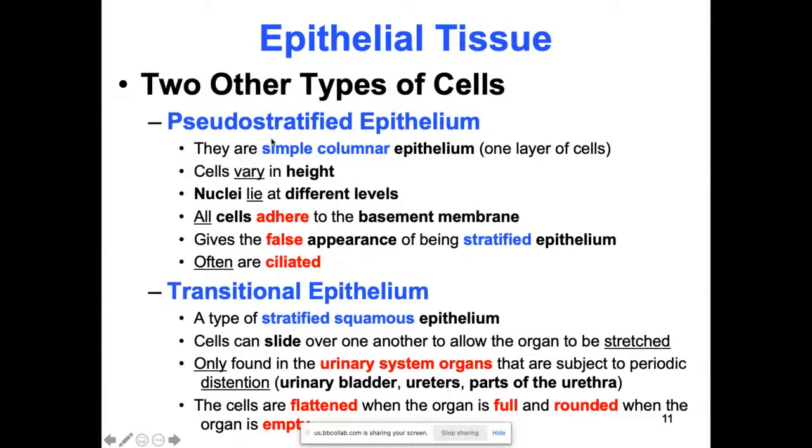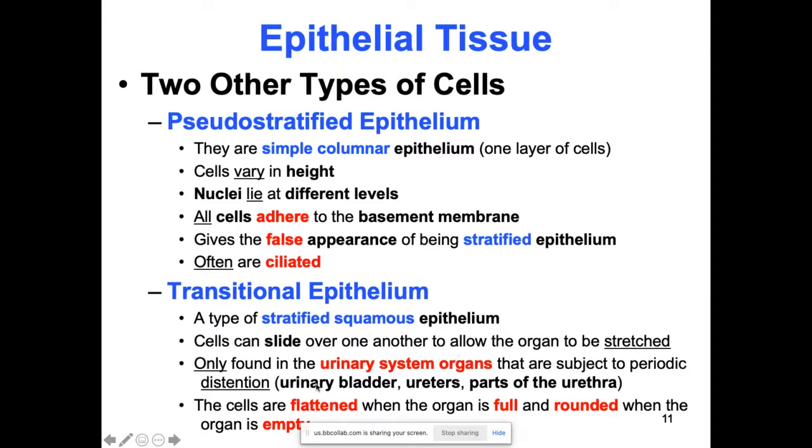So pseudostratified, I mentioned that it's like simple columnar, right? But it has this false appearance of being stratified. Why? Because the nuclei are at different levels. So it gives it this false appearance that perhaps it's stratified, but it's false. So it's pseudo-stratified. And wherever we have pseudo-stratified epithelium, you're going to have cilia with it. So we would call it pseudo-stratified ciliated epithelium, or pseudo-stratified ciliated columnar epithelium.